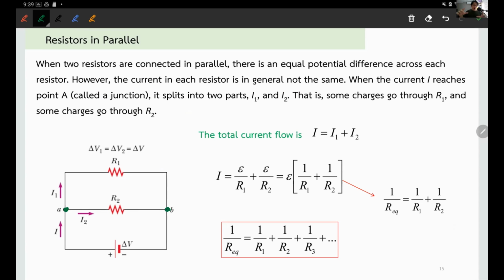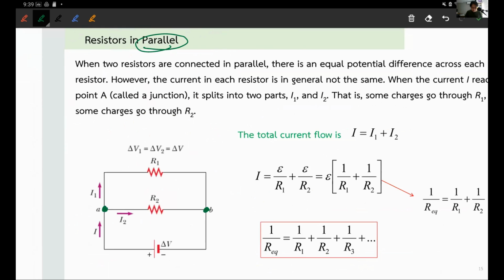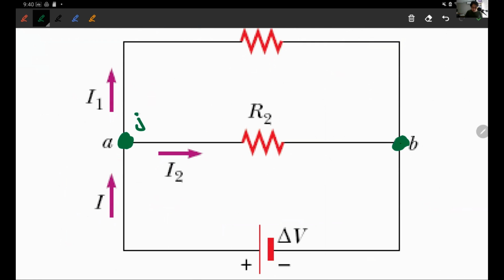So when you have two resistors, R1 and R2, instead of putting them back to back, you put them side by side. You take the left end of R1 and R2 and wrap it into a single point. You take the right end of the two resistors and wrap into another point. In this case, you have a parallel connection. They are side by side. And the thing about this one that's different from series is that now you have a junction here.